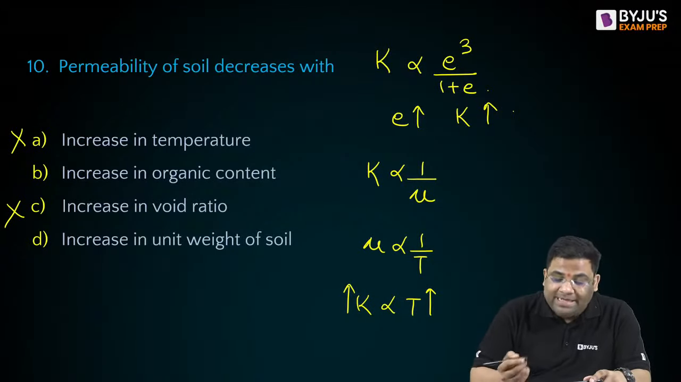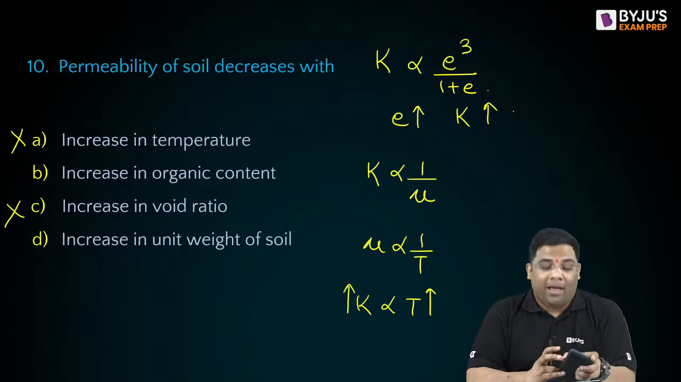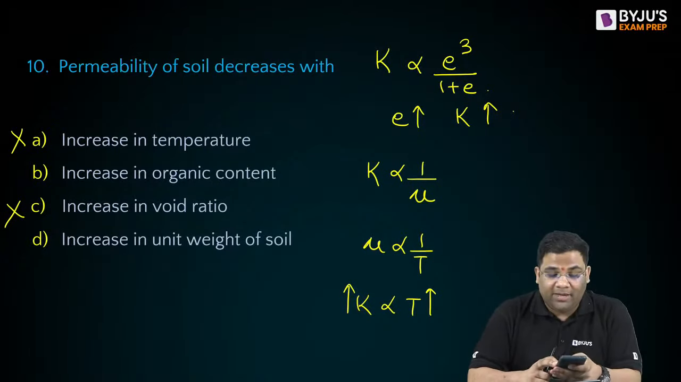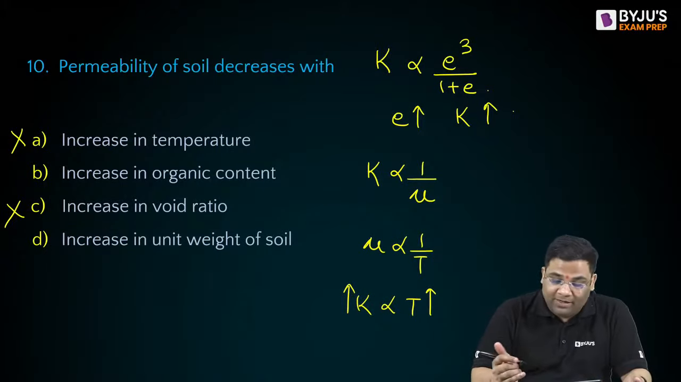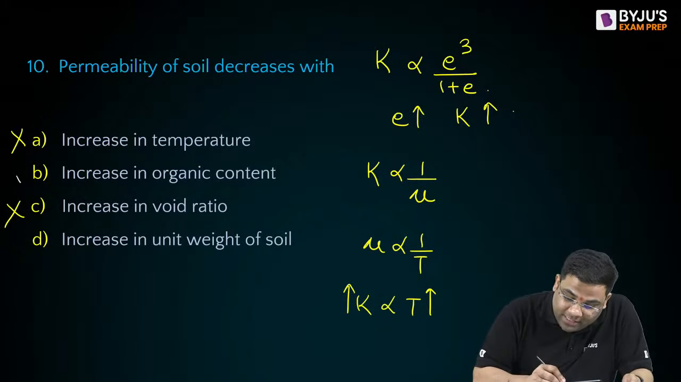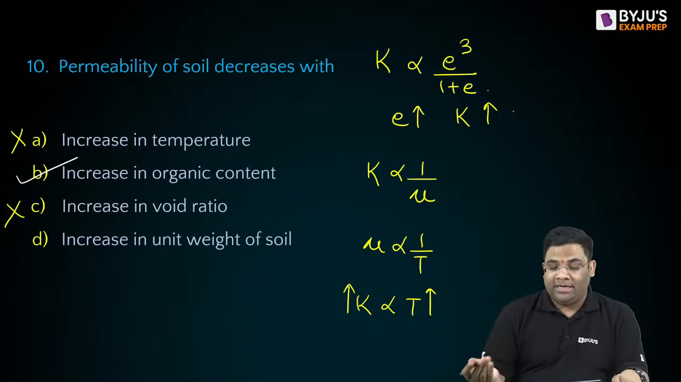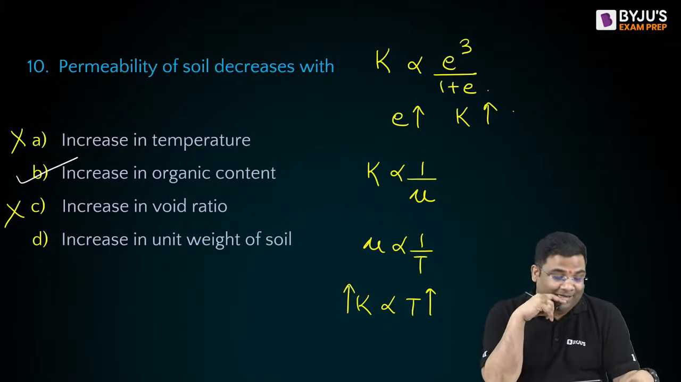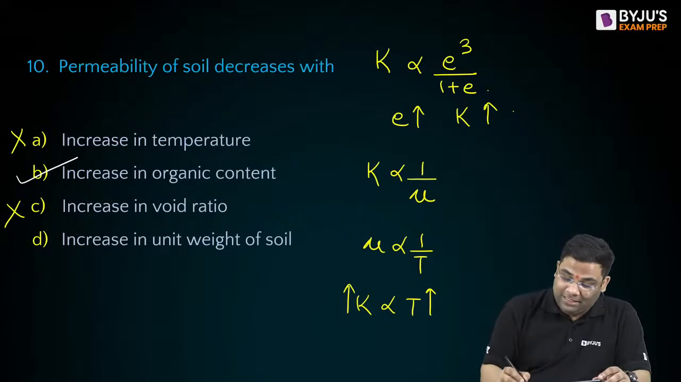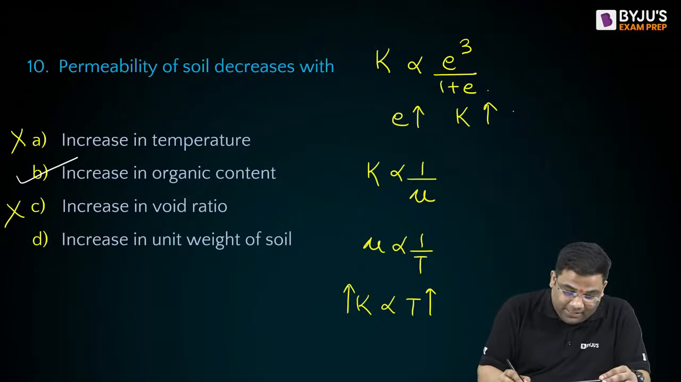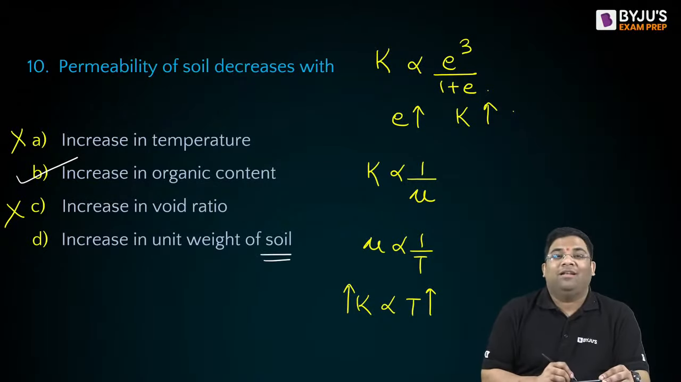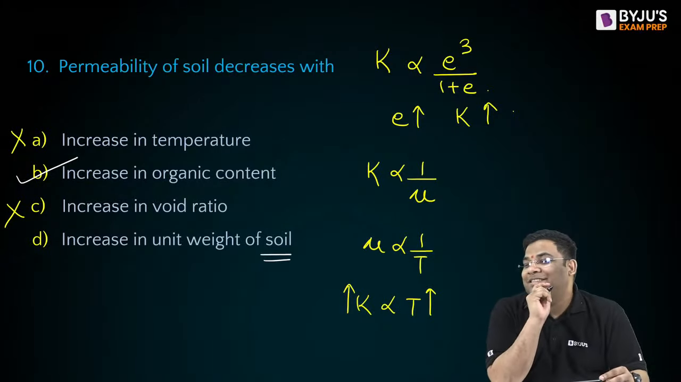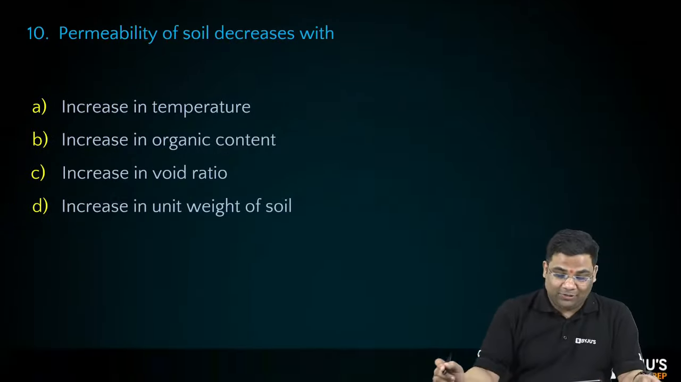But if the organic content increases, then what will happen? There will be blockage, because organic content has less specific gravity, and therefore with an increase in organic content, the permeability of soil will decrease. Now D will not be a correct answer. Why? Because it is not written water, it is written soil. If it was water, then it would have been the right answer. Very good. Let us solve the next question.